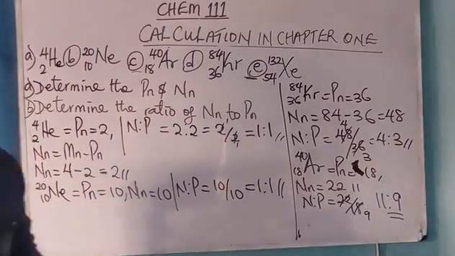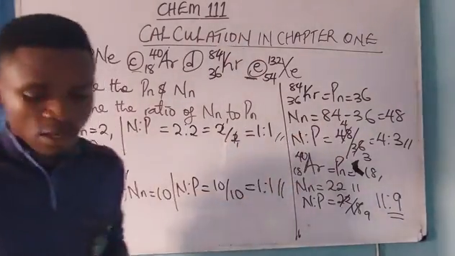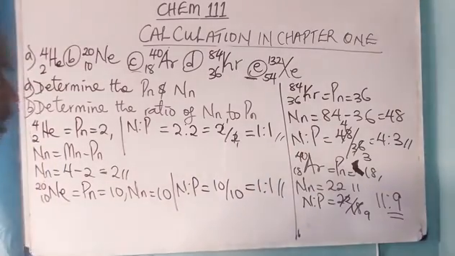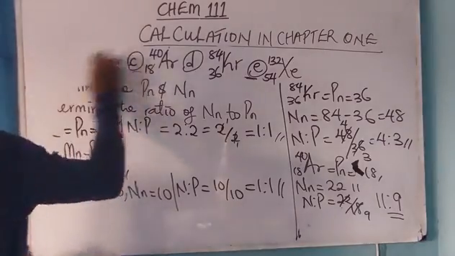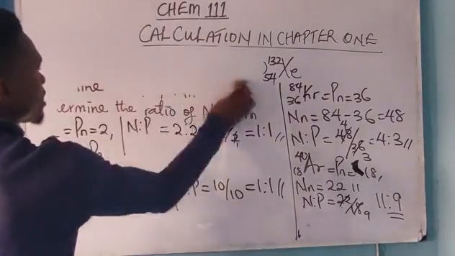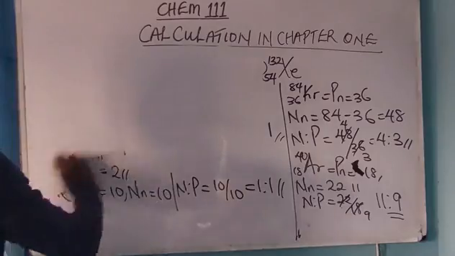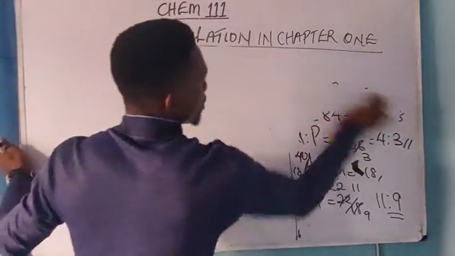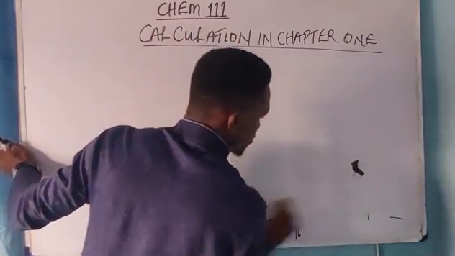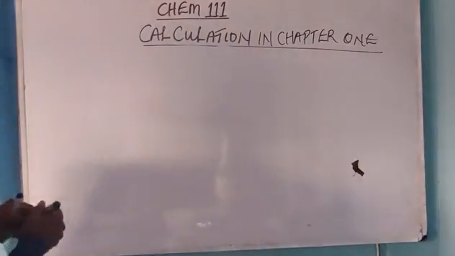So at this point, we'll call it a day on this particular aspect. But the next thing we are going to be doing right now is how to look for the molar mass of a given compound. How do we look for the molar mass of a given compound?